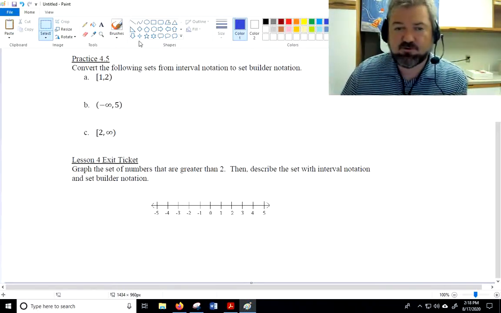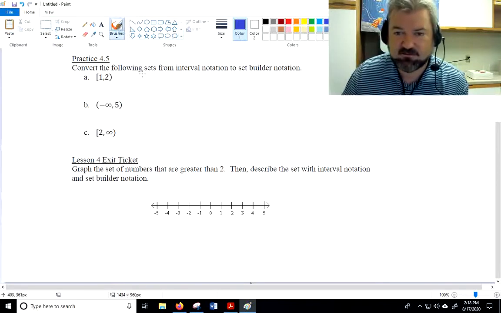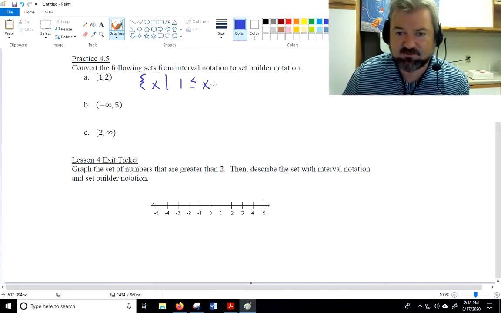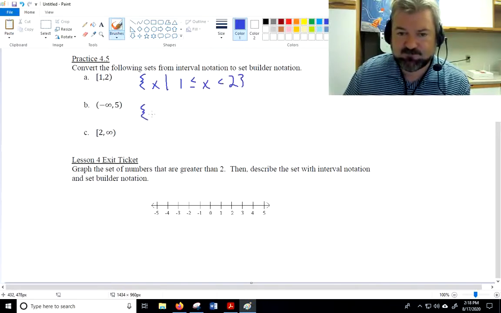Okay, for 4.5a, to convert this to set notation, I'll say x such that 1 is less than or equal to x, which is less than 2. For this one here, I'll say x such that x is less than 5. And for this one here, we've got x such that x is greater than or equal to 2.